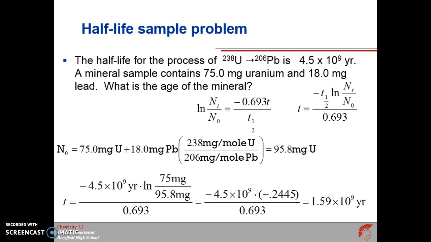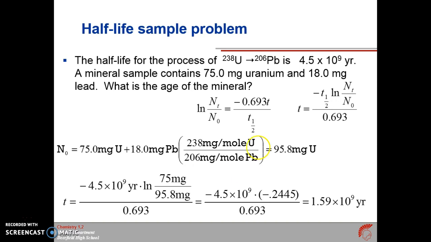Little more complicated example. This is one that you're going to see a couple of examples of in the problems that you do from the book. So take a look at this question. The half-life for the process of uranium-238 to lead-206 is 4.5 times 10 to the 9 years.